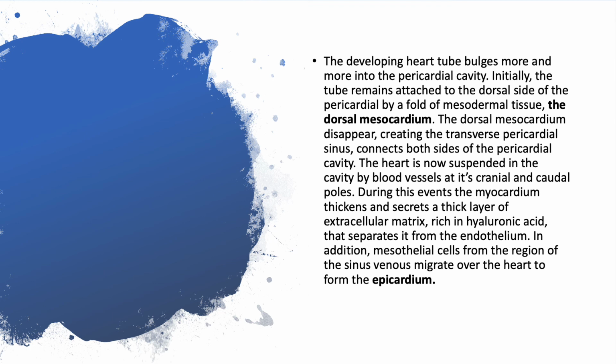During this event, the myocardium thickens and secretes a thick layer of extracellular matrix, which is rich in hyaluronic acid. Why will hyaluronic acid be secreted? This acid will separate the myocardium from the endothelial layer. In addition, mesodermal cells from the region of the sinus venosus migrate over the heart to form the epicardium.